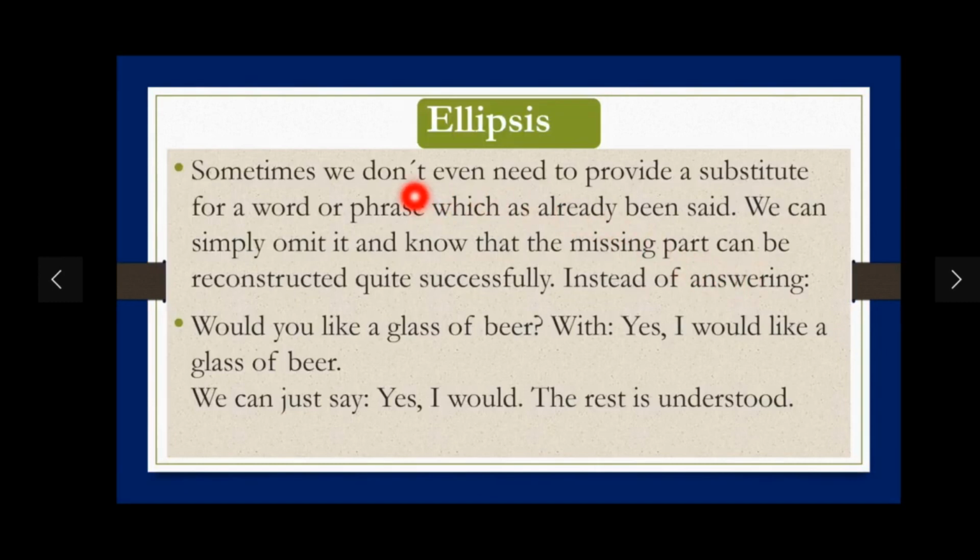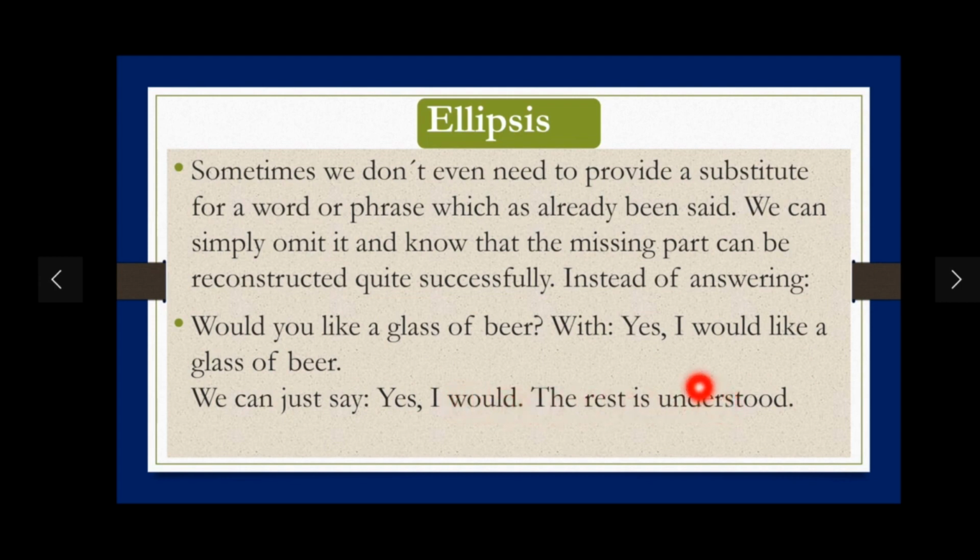Another cohesive device is known as ellipsis. Sometimes we don't even need to provide a substitute for a word or a phrase which has already been said. We can simply omit it and know that the missing part can be reconstructed quite successfully. Instead of answering, would you like a glass of beer? with yes, I would like a glass of beer, we can just say yes, I would. So you are not replacing a word, you are just omitting it, and the rest is understood.